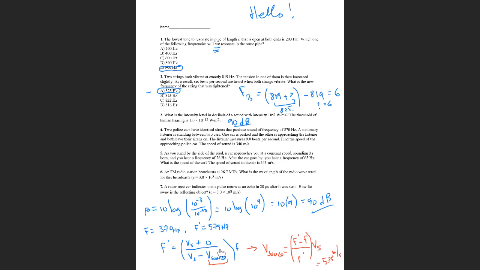Okay, so that's the formula set up for this problem. I'm leaving out the algebra because I don't have time. But if you solve for V source, you'll get this. Plug in the numbers, they give you the speed of sound, and you get 5.28 meters per second. Right, they tell you speed of sound is 340 meters per second.